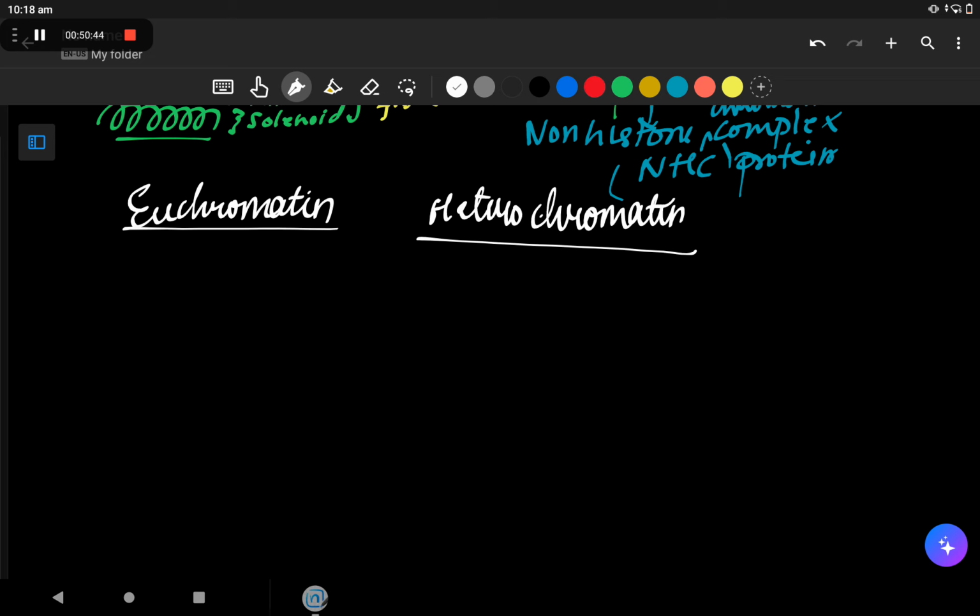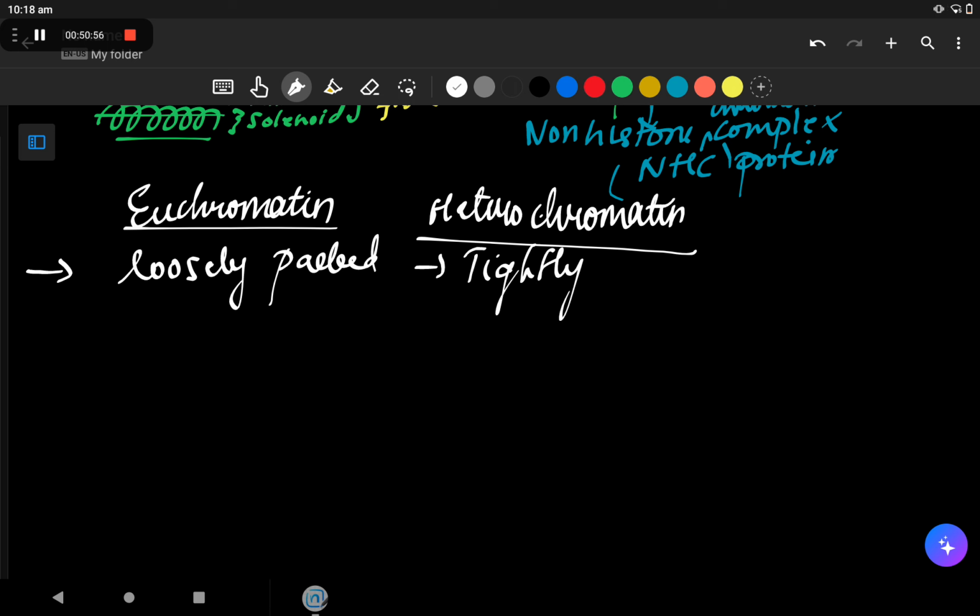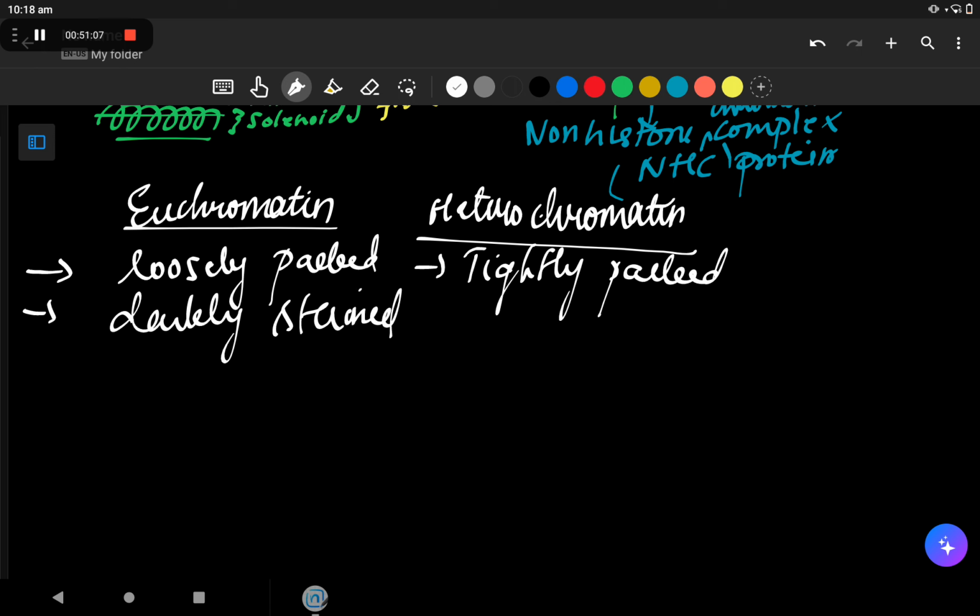Euchromatin and heterochromatin. Euchromatin is relatively loosely packed. Heterochromatin is tightly packed. Euchromatin is darkly stained. Sorry, lightly stained.